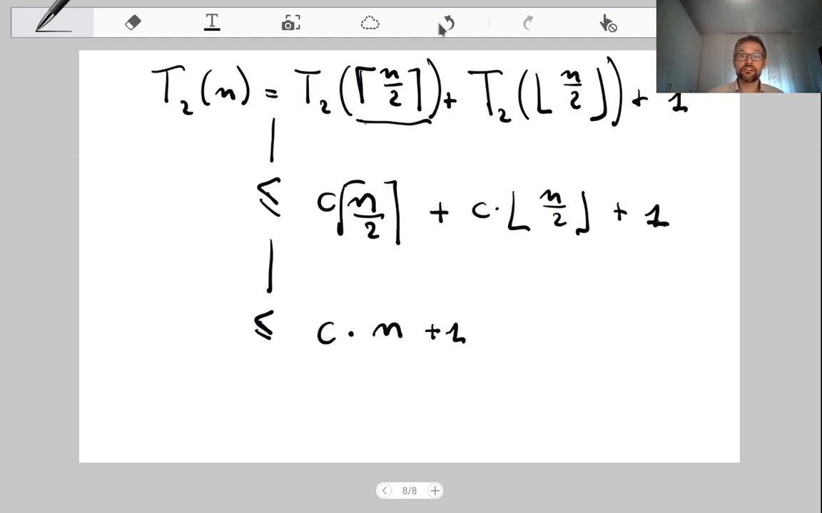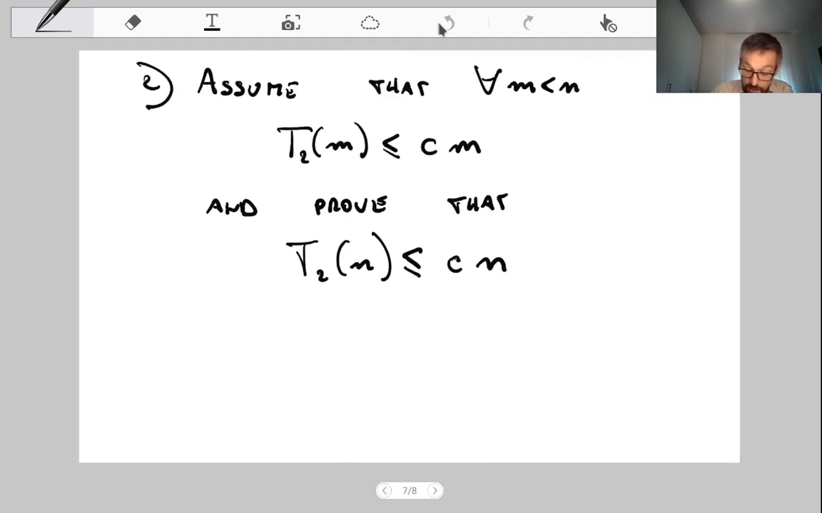Oh, fine. So we discovered that T2 of n is smaller than c multiply n plus 1. So we can conclude that T2 of n belongs to big O of n. No, we cannot. Why? Because our goal was to prove this inequality.